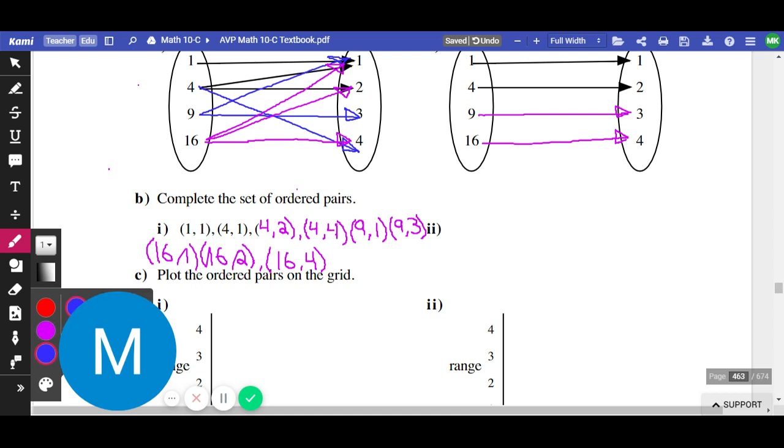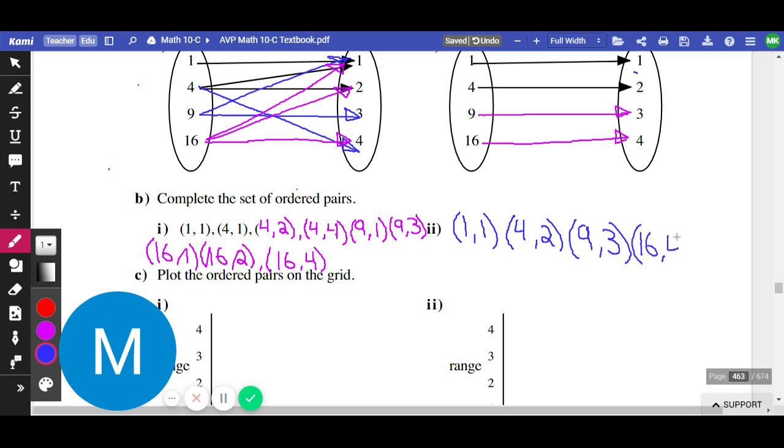It's not going to be quite as many. Right? The first input is 1. It only has 1 arrow coming out of it. It goes to 1. So 1, 1 is one of my ordered pairs. My second ordered pair, the number 4 is an input. It has an arrow going to 2, which is an output. So 4, 2. Number 3, my input of 9 has an output going to 3, so we have 9, 3. And the last one is 16, 4. So we've taken those mapping diagrams, we've written them as ordered pairs.